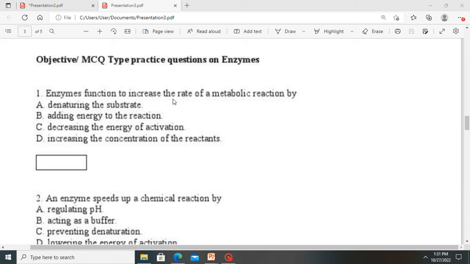Enzymes function to increase the rate of a metabolic reaction by what? They denature the substrate? No. They add energy to the reaction? No. They decrease the energy of activation? They increase the concentration of the reactant? So here, they decrease the activation energy of the reaction, which is the minimum amount of energy required for the substrate to be converted to the product.